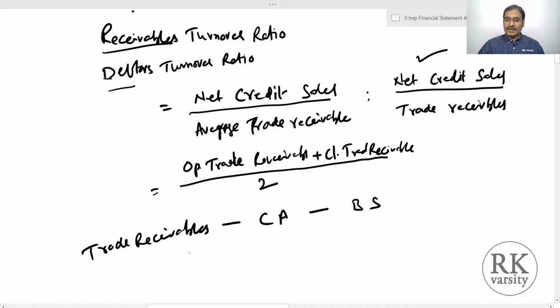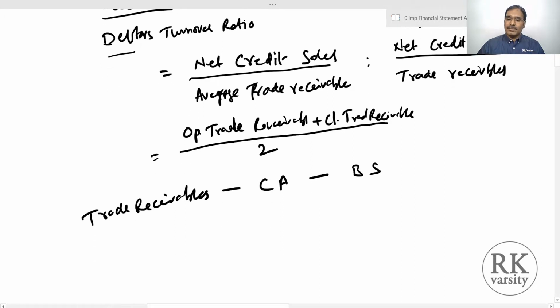On the other side, you will not find any item named credit sales. Instead of that, you need to consider revenue from operations. So I am not using total income. I consider only revenue from operations, and this you will find in a profit and loss account, that is a statement of profit and loss. That means to calculate your receivables turnover ratio, you need these two statements. One is a statement of profit and loss account, and the second one is the balance sheet.